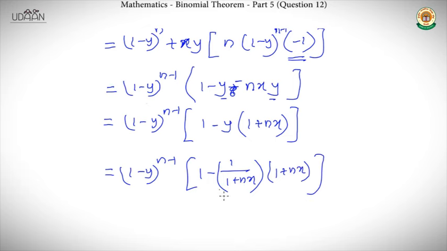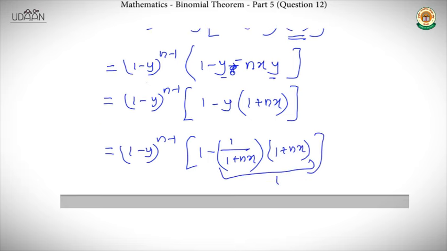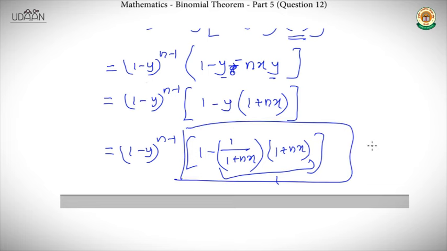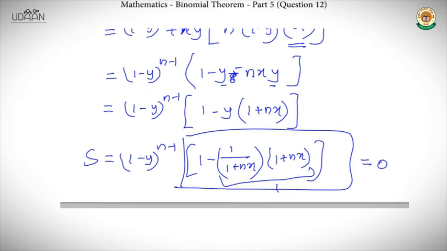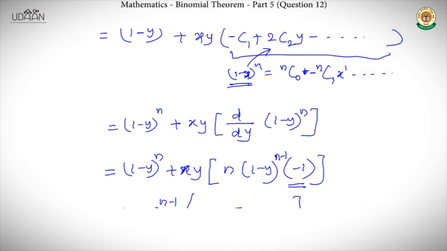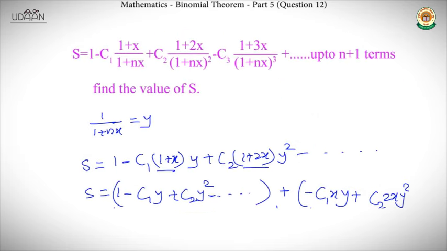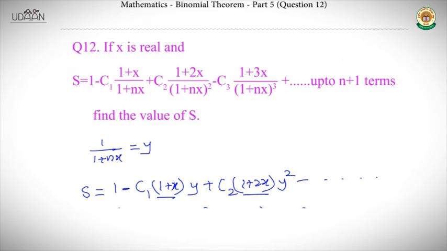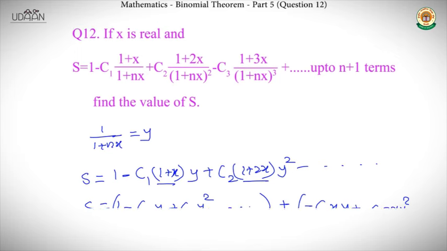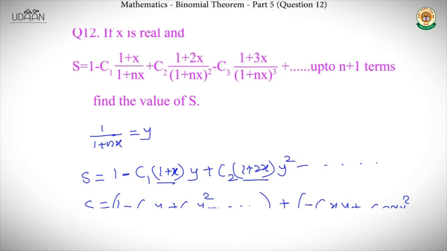So we'll get it as 1, and ultimately this bracket is becoming 0. So the value of s is going to be 0. This was the question, and the main part of the question was invoking some other variable like y in terms of 1 by 1 plus nx. So we can make this series into quite a simplified form. Okay guys, we'll move on to the next question now.